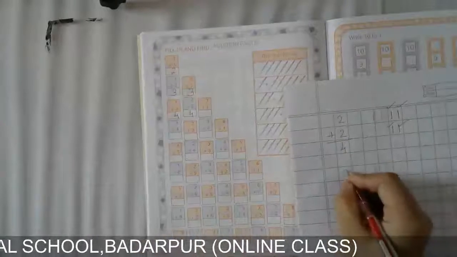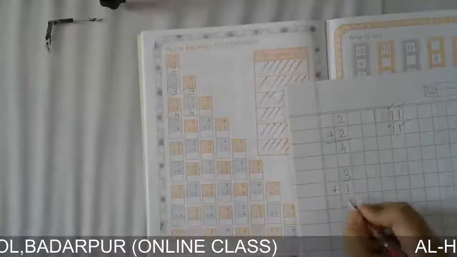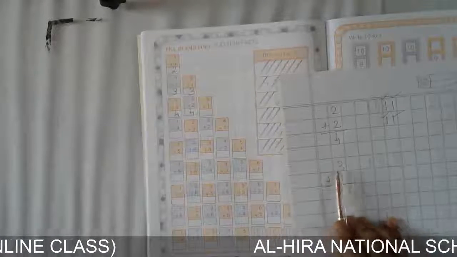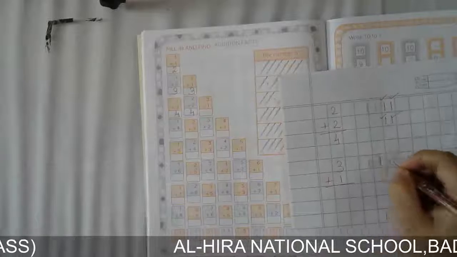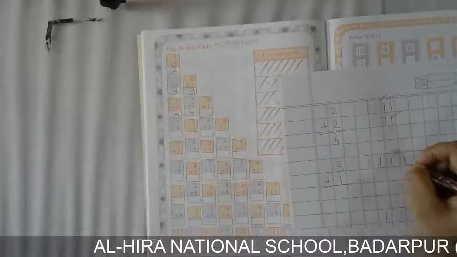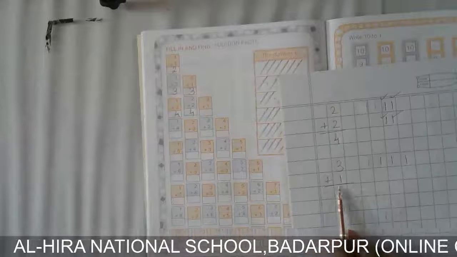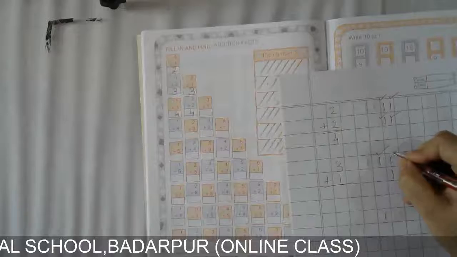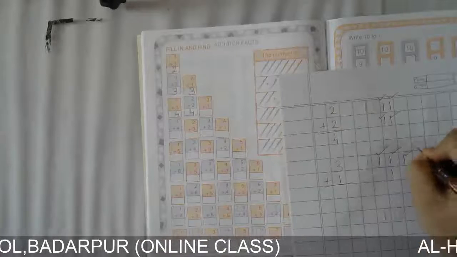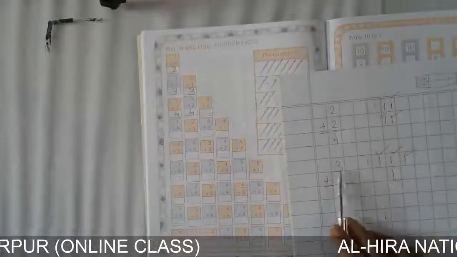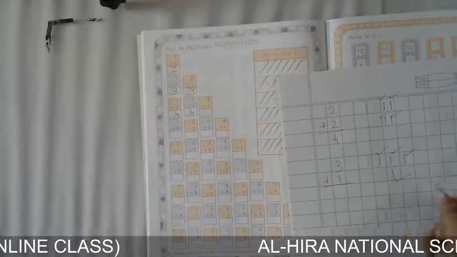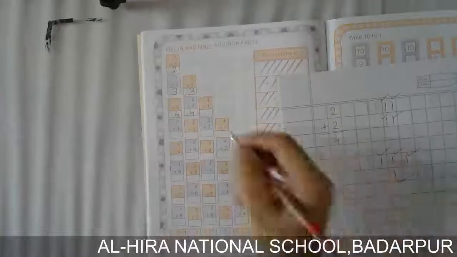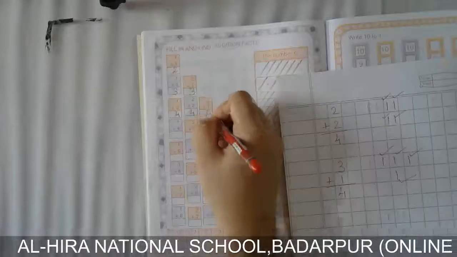Again, 3 plus 1. So what number is this? This one is 3. So put 3 lines. 1, 2 and 3. What is the next number? The next number is 1. So count all together. 1, 2, 3, 4. So 3 plus 1, what do we get? 4. So here you write 4.